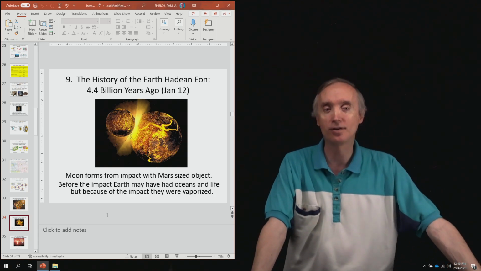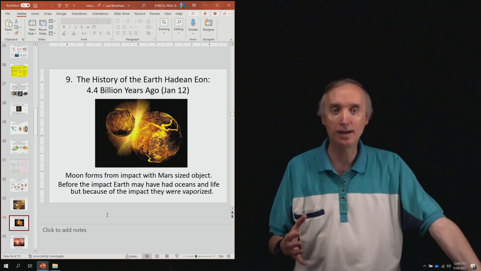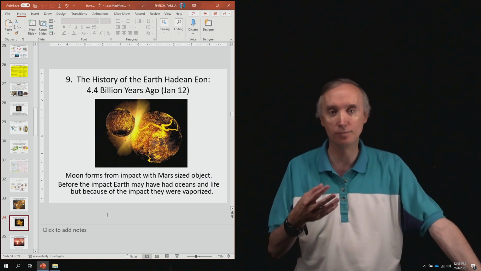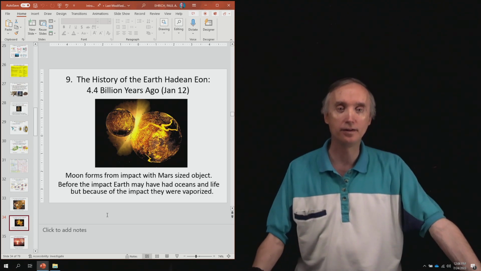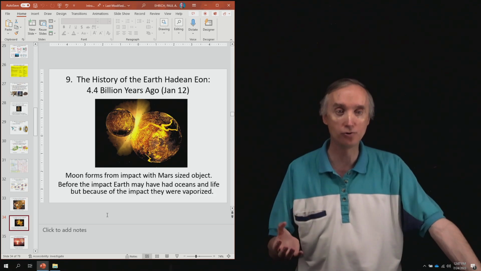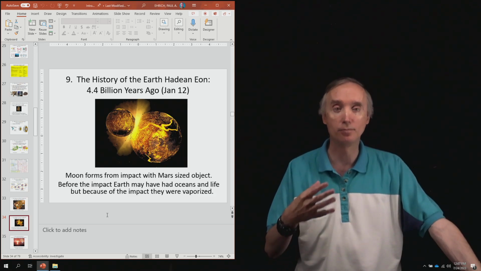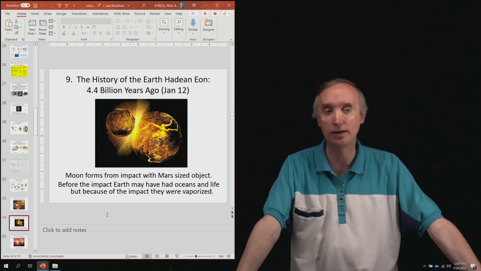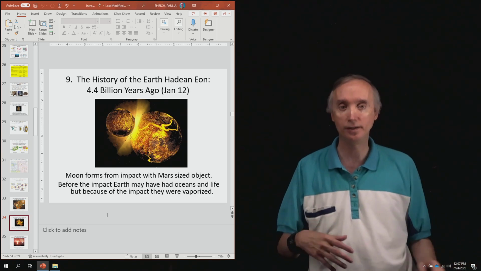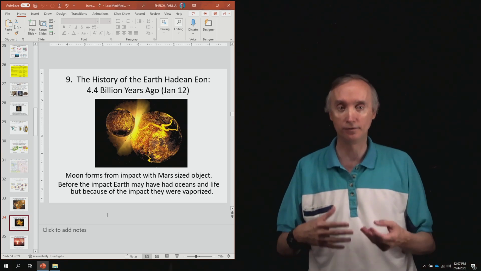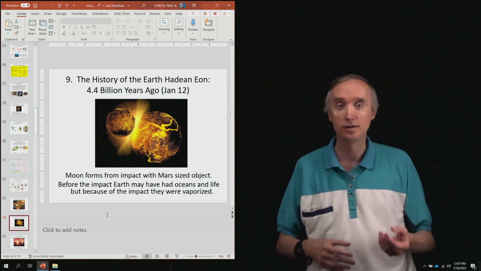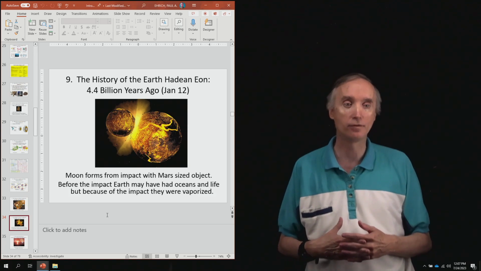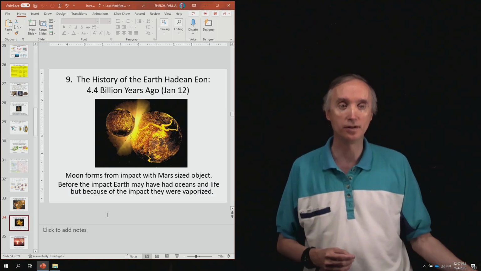But what's interesting is that the Earth may have had an atmosphere, and the Earth may have had an ocean prior to this impact. And if the Earth had an ocean, it had liquid water, there might have been some bacteria in that ocean. But we'll never know, because this impact completely vaporized the oceans, and it vaporized the atmosphere, and it completely destroyed the surface of the Earth, so that we just don't know if there ever was anything prior to this impact.